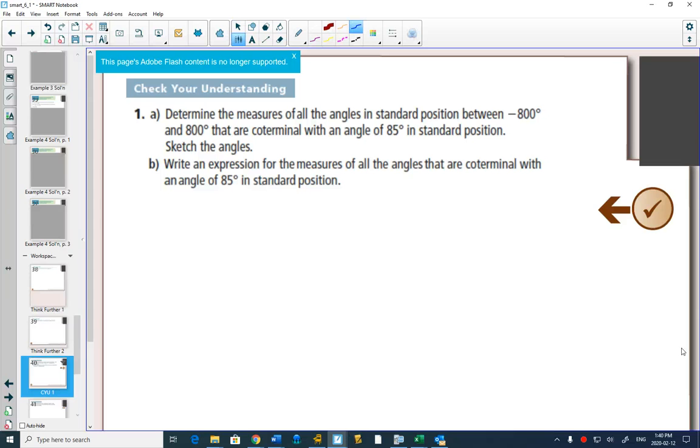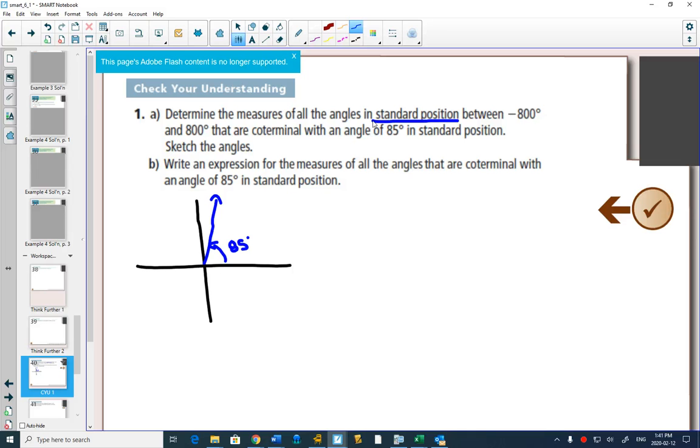Okay, question number 1. Determine the measure of all the angles in standard position, so there's our first definition that we were looking at before, between negative 800 degrees and 800 degrees that are coterminal with 85. Sketch all the angles. Okay, so I'll do 85 in blue, 85 degrees. We want all of the ones coterminal with that. In other words, that they end in the same place.